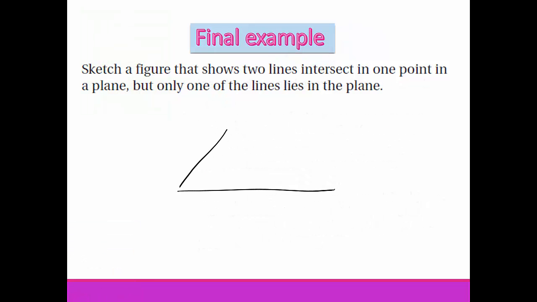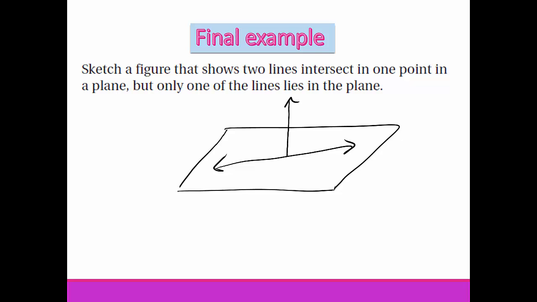So here's my plane. Here's my line that lies in the plane. And then I want another line that intersects at a point right here. That dotted line just means it's beneath the plane there. Okay, so they intersect, say, at point B. One line lies in the plane and the other line does not.